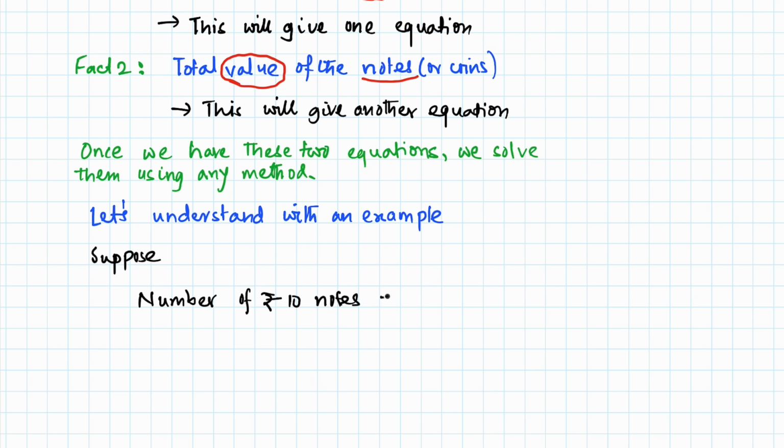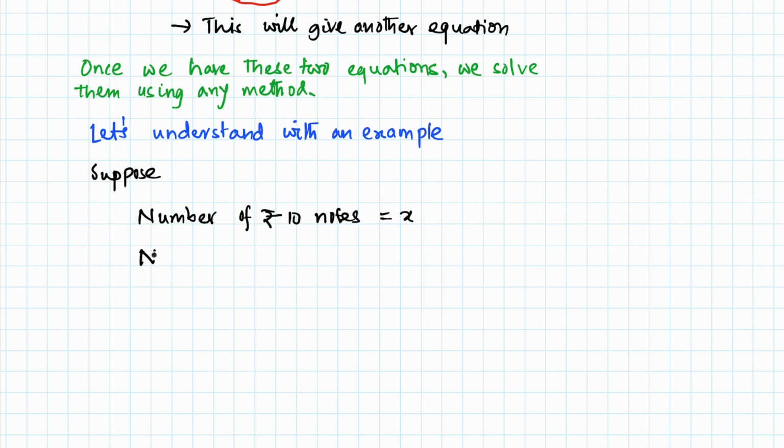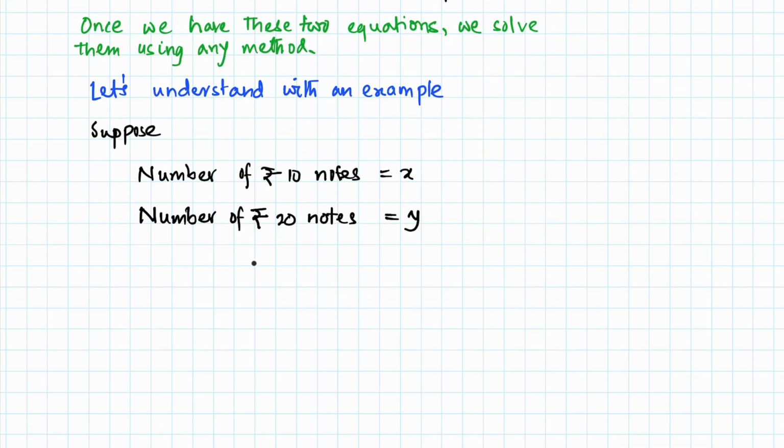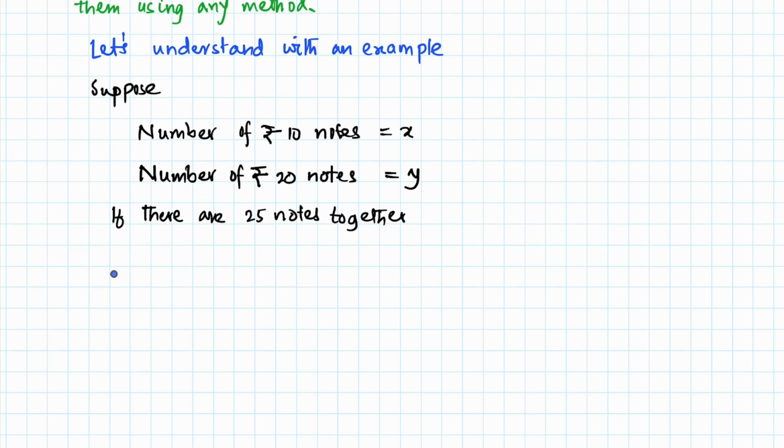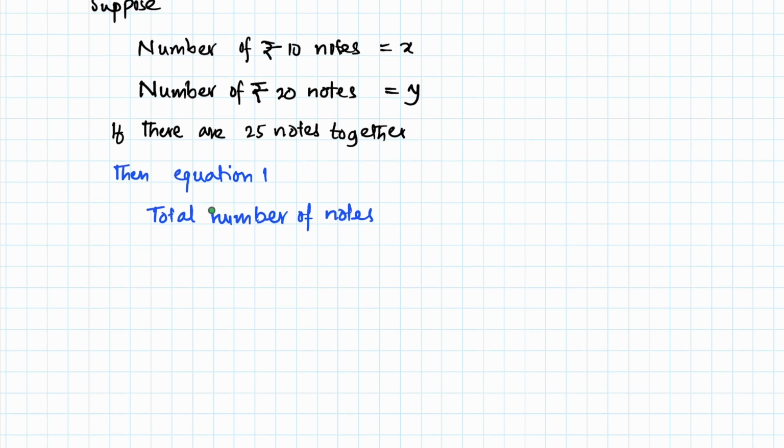Suppose the number of 10 rupees notes is equal to X. We are now assigning the variable, and the number of 20 rupees notes is say Y. If there are 25 notes together, the total number of 10 rupees and 20 rupees notes becomes 25. So equation 1 becomes very simple. The total number of notes is X plus Y, which is equal to 25. So this is the number concept.